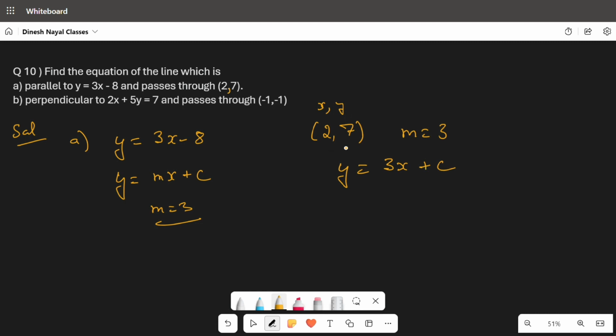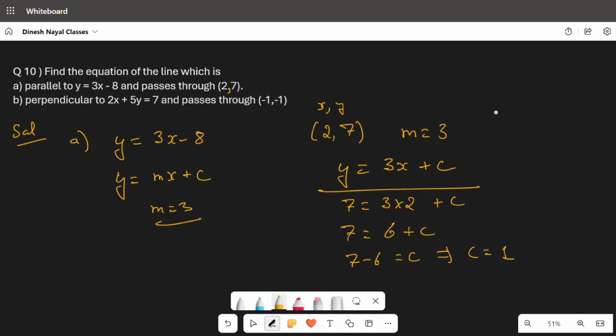So x is 2, y is 7. So 7 equals 3 times 2 plus c. So 7 equals 6 plus c. This goes over here: 7 minus 6 equals c. This implies c equals 1. Now you substitute the value of c in this equation. So y equals 3x plus 1 is the answer for the A part, which is the equation.